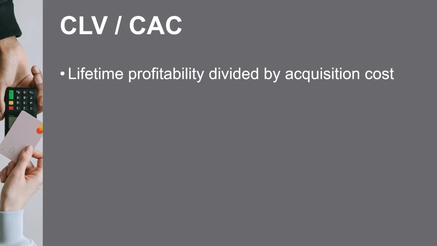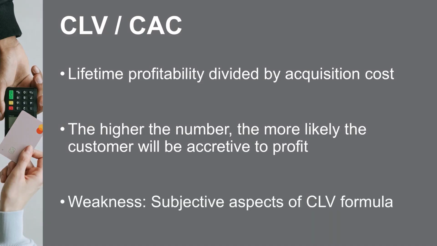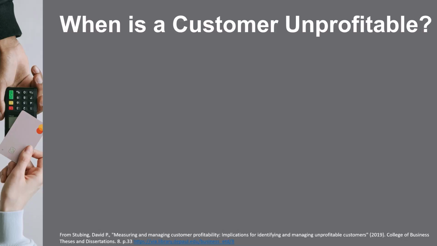A customer profitability ratio mentioned in marketing literature is the customer lifetime profitability divided by the customer acquisition cost. The higher this number is above 1, the more likely that a customer or customer segment will be accretive to the company's profit. The weakness of this ratio is that it uses the CLV formula we explored earlier. There are components of that formula that are determined very subjectively, such as the number of periods to use, which costs are marginal costs, and the discount rate.